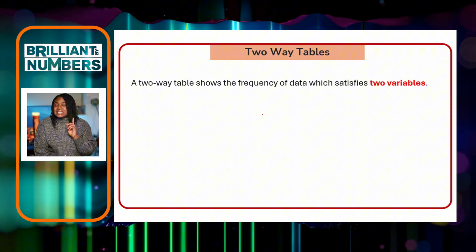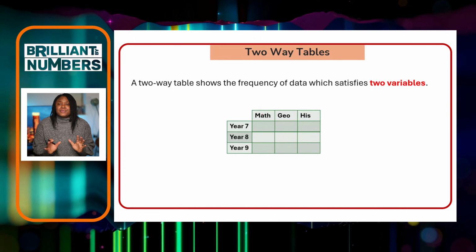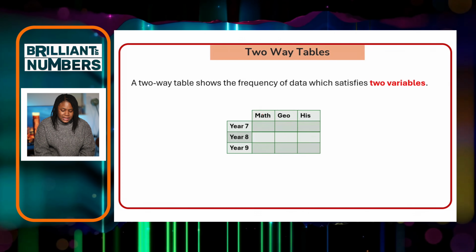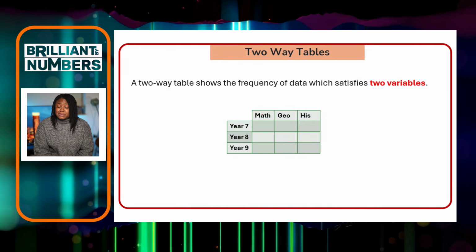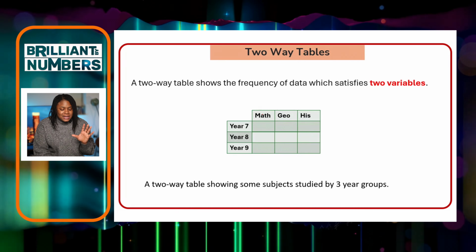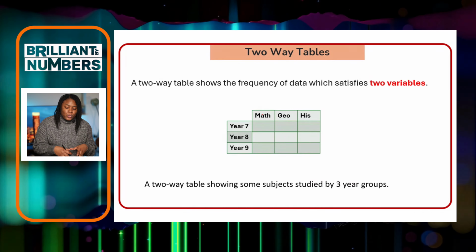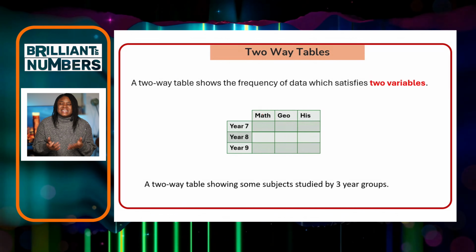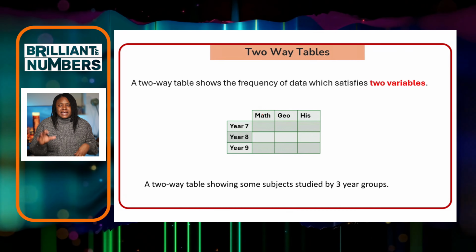A two-way table shows frequency of data which satisfy two variables. So an example of what a two-way table looks like: here, we can see that we have some year groups, year 7, 8, 9, and we've got some subjects as well, maths, geography, and history. So this particular two-way table shows subjects studied along with year groups, for 3 different year groups. So that's what we mean when we talk about two variables: subjects against year group. So that's what our table looks like.